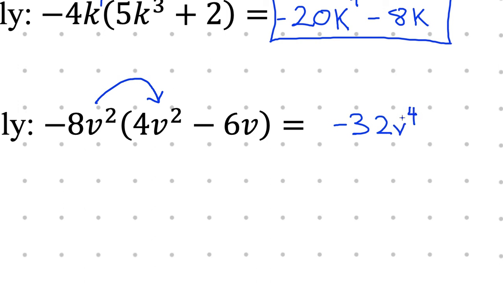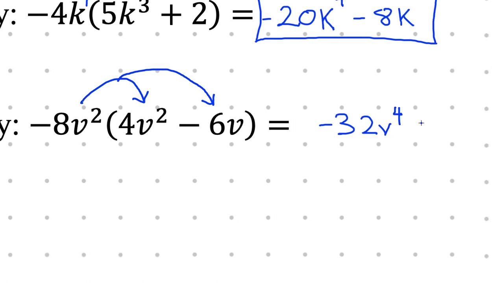Thank you, Jade. And finally, I'm going to distribute our last time for the entire lesson. Ugo. Is it a positive or a negative 48v? I guess a positive 48v to the power of 3. Box it.